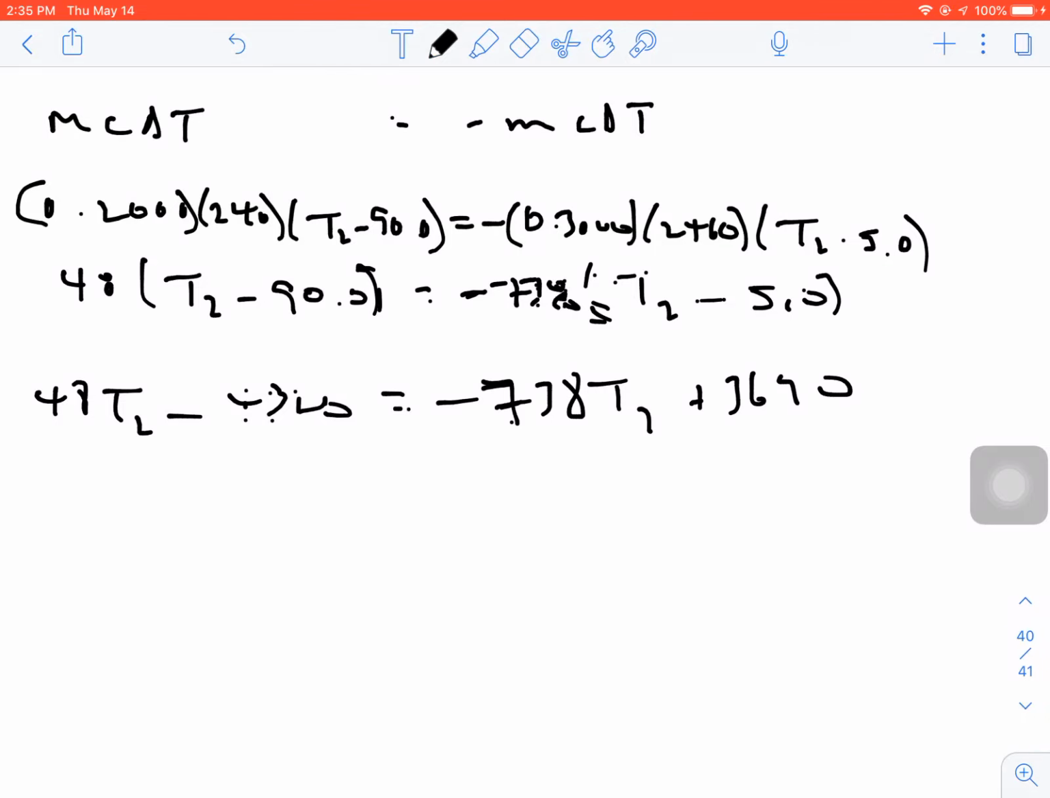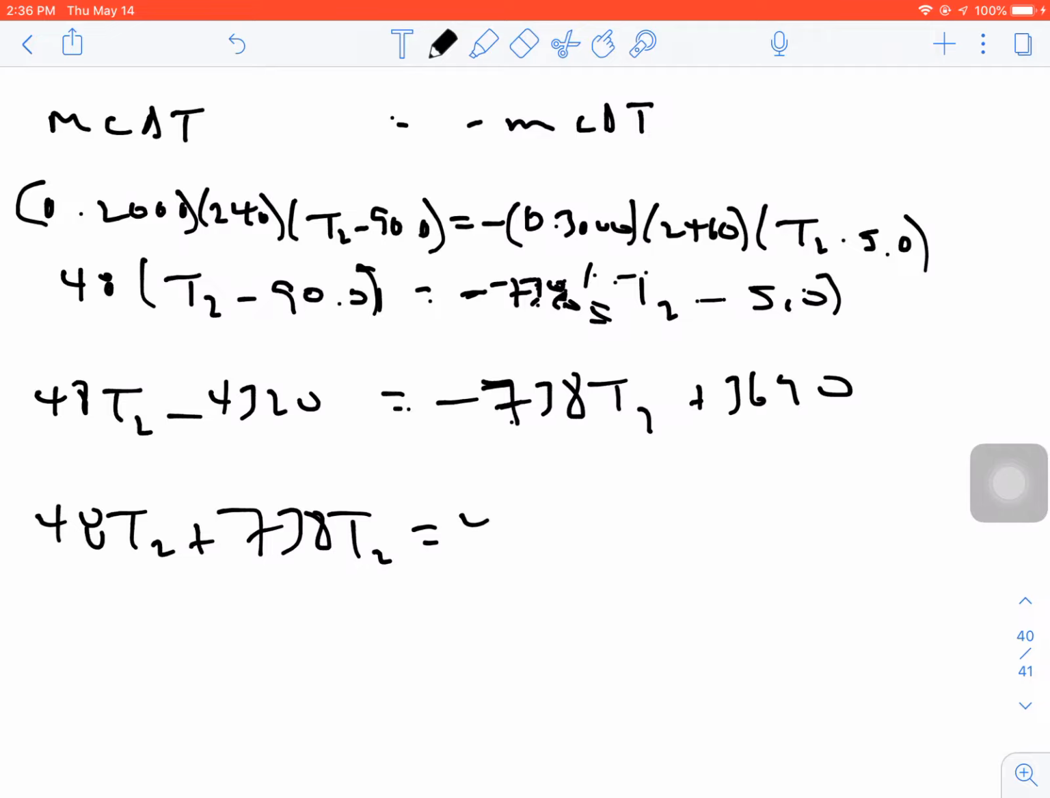Right, now I'm going to take my T2 terms, this one here and this one, to the left side. So I'm going to end up with 48 T2s plus 738 T2s. On the right, I'm going to end up with my 4320. I'm going to take my negative 4320 across as plus 4320 plus my 3690.